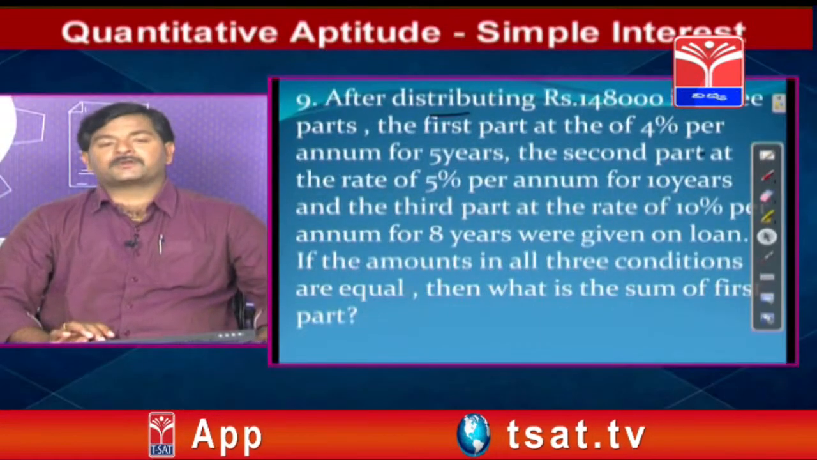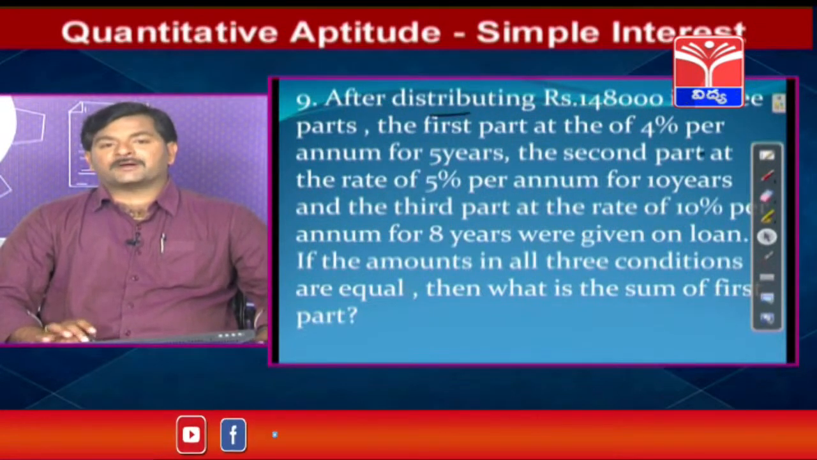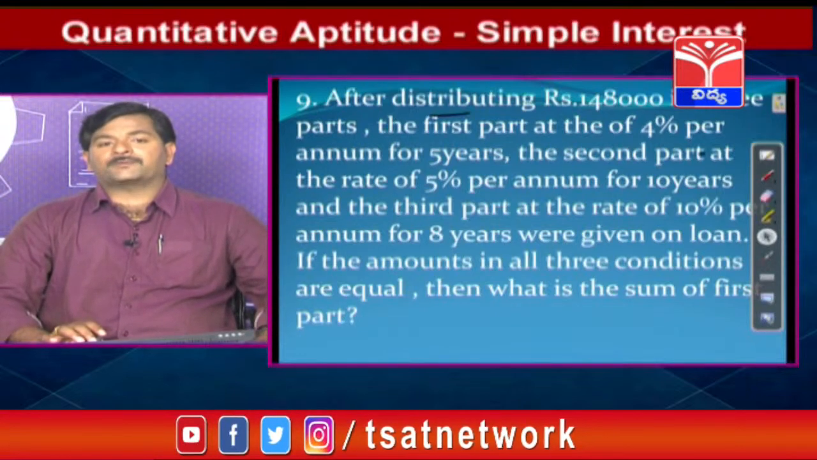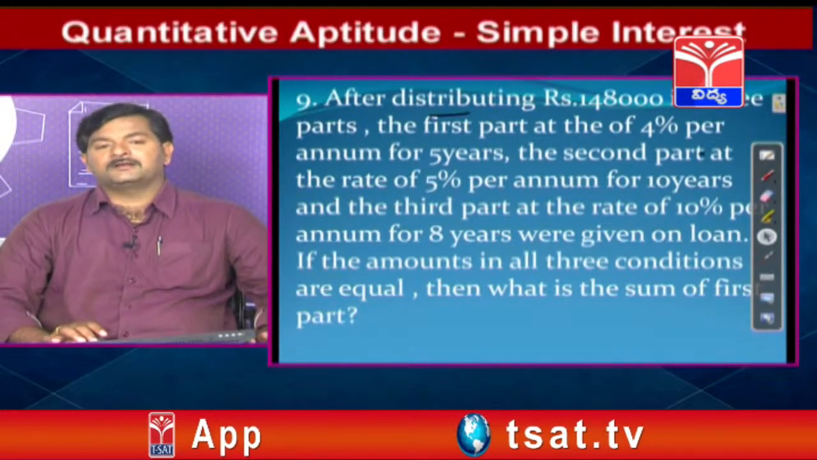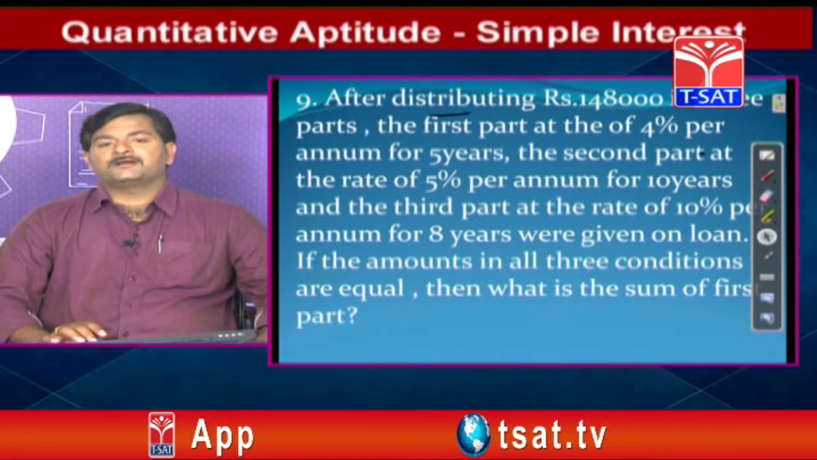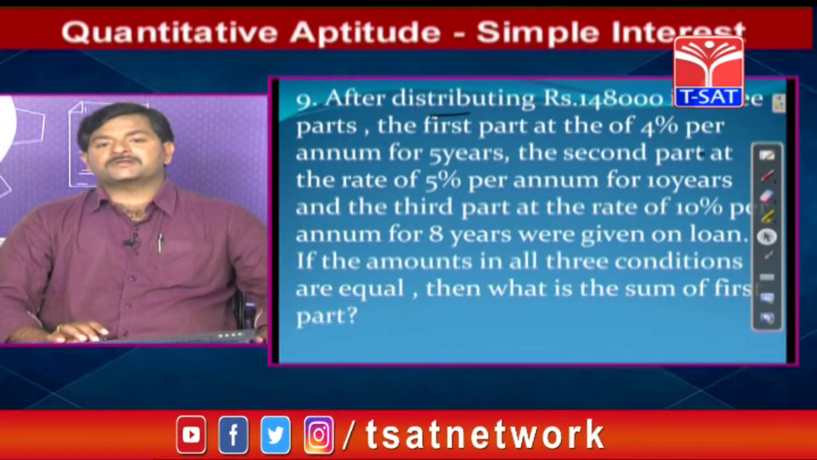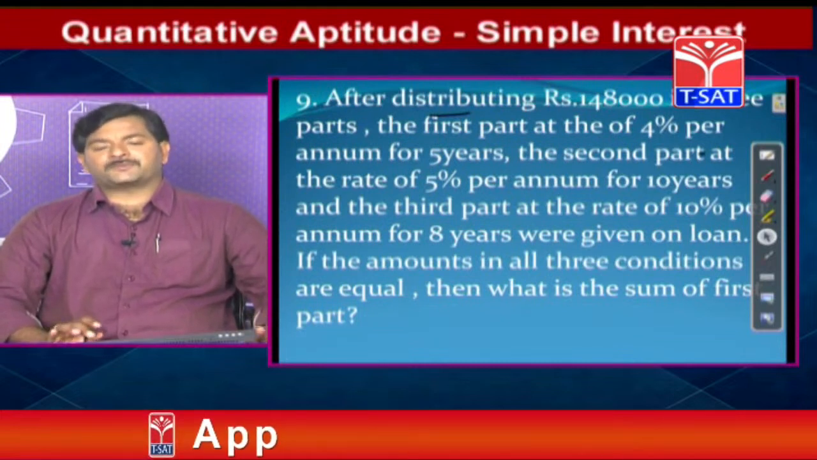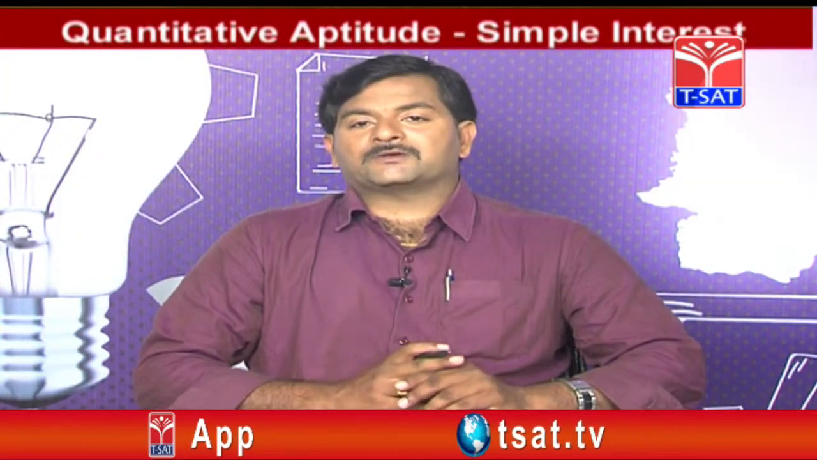Okay, so now we'll move on to question number 9. Observe, after distributing rupees 1,48,000 in 3 parts, the first part at the rate of 4% per annum for 5 years, the second part at the rate of 5% per annum for 10 years, and the third part at the rate of 10% per annum for 8 years were given on loan. The amounts in all the 3 conditions are equal. Then what is the sum of the first part? You have to find that out.